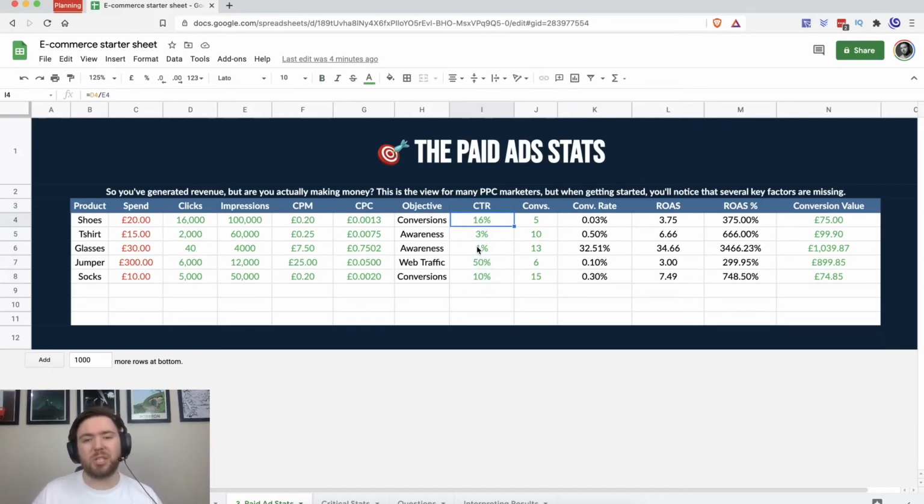Now, again, I need to stress there is no point me extrapolating meaning from these, A, because it's arbitrary, but B, your industry will have its own benchmarks. You need to research your own industry, run some tests, and find your own benchmark.